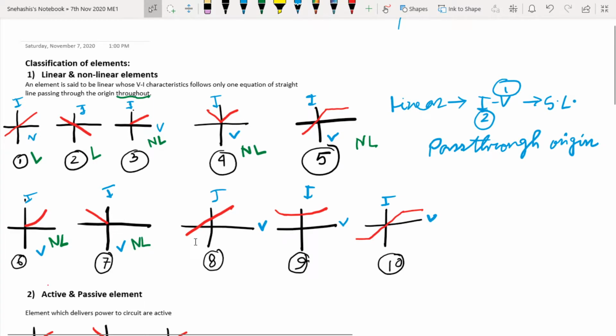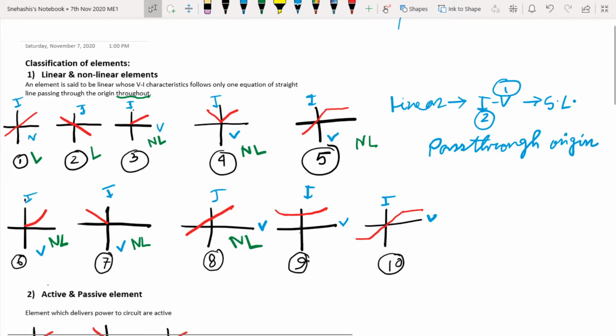Now one interesting thing you can see in diagram number 8: it is a throughout straight line, but the second criteria fails, that it is not passing through origin, so it is also nonlinear. We have just shifted diagram number 1 by some amount, and then it becomes nonlinear from linear because it is not passing through origin.